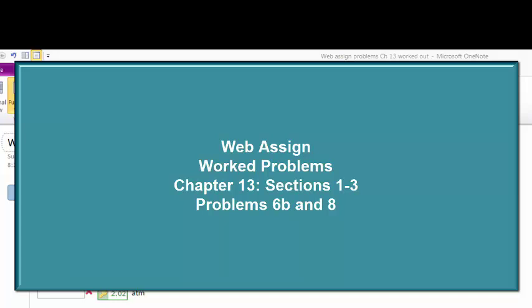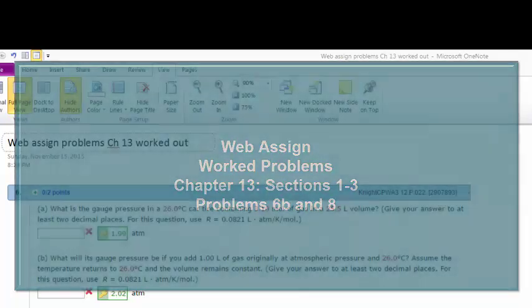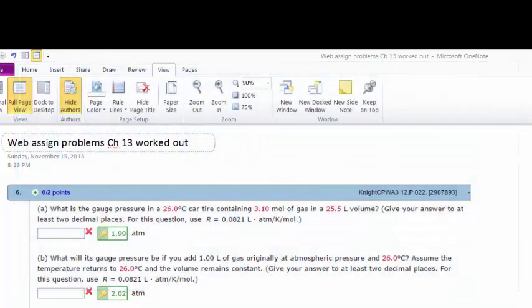I'm going to look at the WebAssign problems from that first grouping in Chapter 13. In particular, I'm going to look at 6b and number 8. Before we do 6b, let's quickly do 6a, which I have up here. What is the gauge pressure in a 26 degrees centigrade car tire containing 3.1 moles of gas in a 25.5 liter volume? And it gives you what value to use for R.